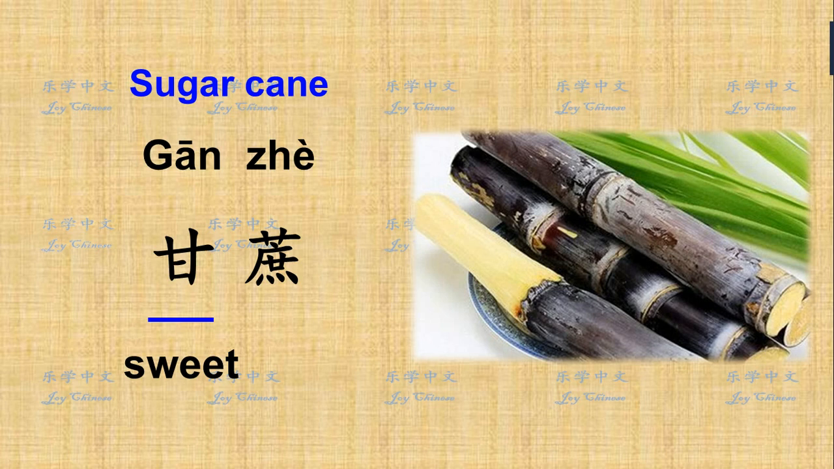You break the skin of it and chew the things in the middle. Sugar cane. 甘蔗, gan zhe. Here gan also means sweet. In the previous slide, 甜 is sweet. It's the same. Here gan means sweet too. 甘蔗.